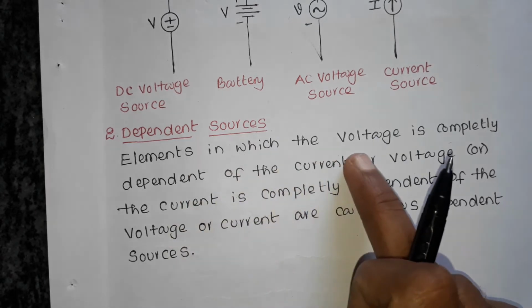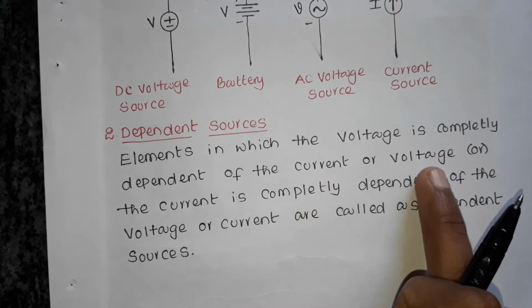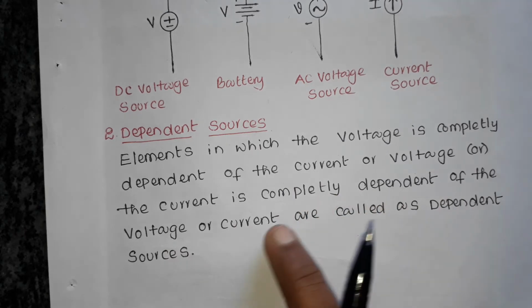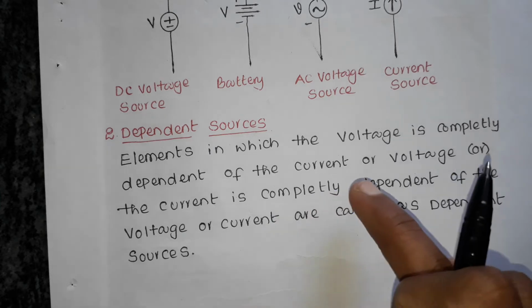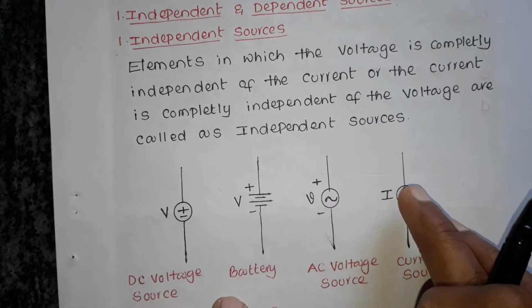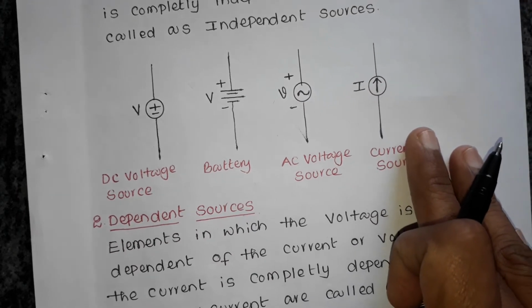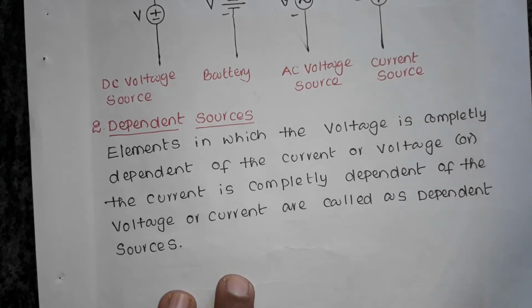Elements in which the voltage is completely dependent on the current or voltage, or the current is completely dependent on the voltage or current, are called dependent sources. So independent sources means they are not at all depending on any voltage or current, whereas dependent sources means they are depending on the voltage or current.